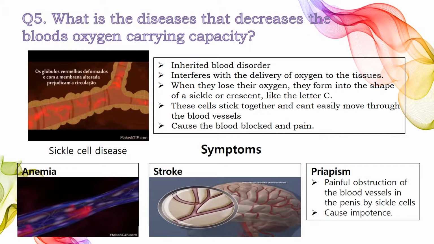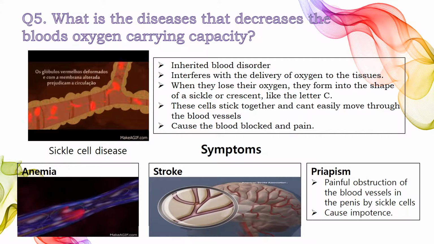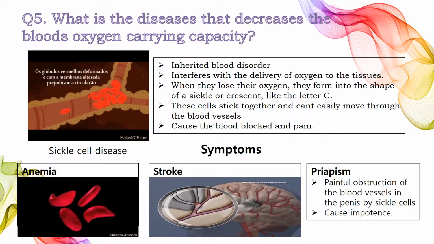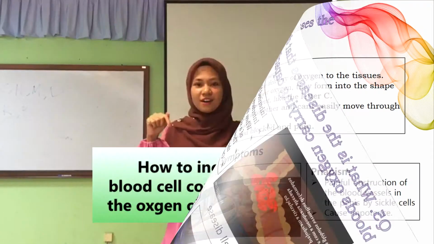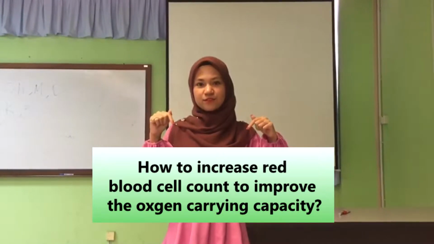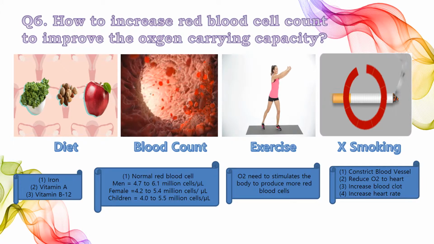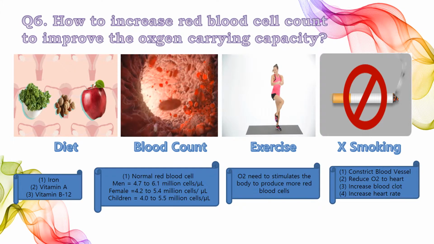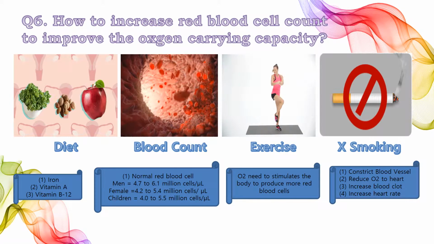Last but not least is priapism, a painful obstruction of the blood vessels in the penis by sickle cells, and cause impotence. How to increase red blood cell count to improve oxygen carrying capacity? A low red blood cell count is usually due to low consumption of essential nutrients. Eating nutrient-rich foods can give the body the necessary tools to create healthy red blood cells. Try to consume food rich in iron, vitamin A, and vitamin B12.